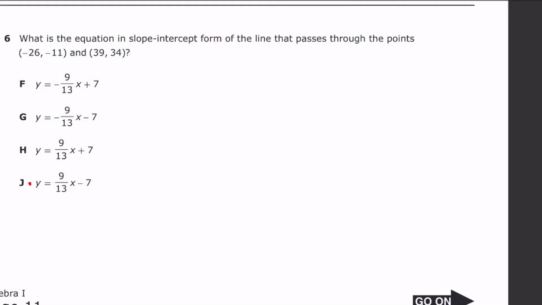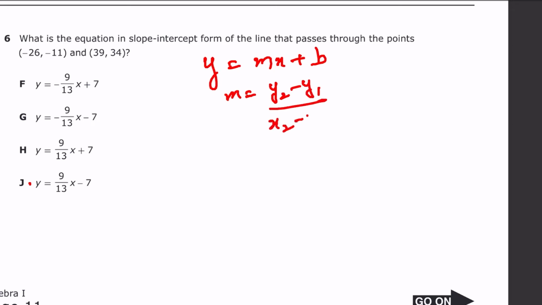The equation in slope intercept form of the line that passes through the points minus 26, minus 11 and 39, 34. So now here, slope intercept form, you know that it is y is equal to mx plus b. So here you can find m by using the formula y2 minus y1 divided by x2 minus x1, which is equal to, here you are taking this as x2 y2 and this as x1 y1.